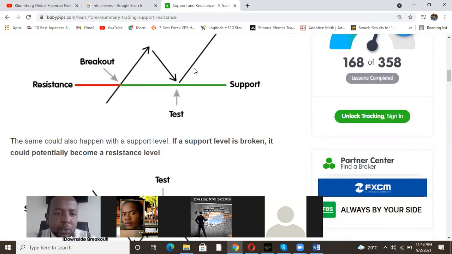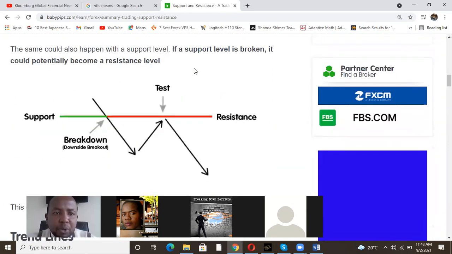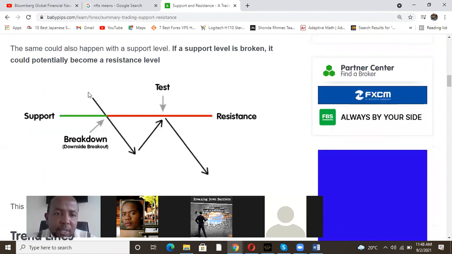That could also happen if a support level is broken. It could potentially become a resistance. Look at this now. This was a breakdown. Then it did a retest. So it did not go back, but actually, this now is what we call a bounce. You see, it went, and then this is now what we call a break, if it breaks through.